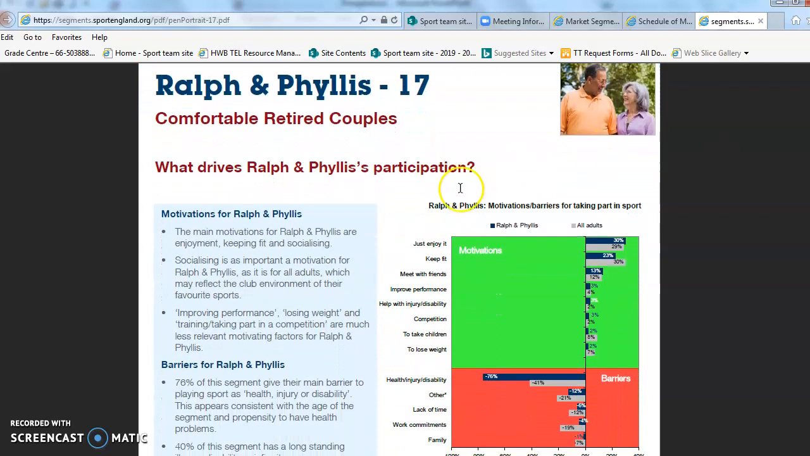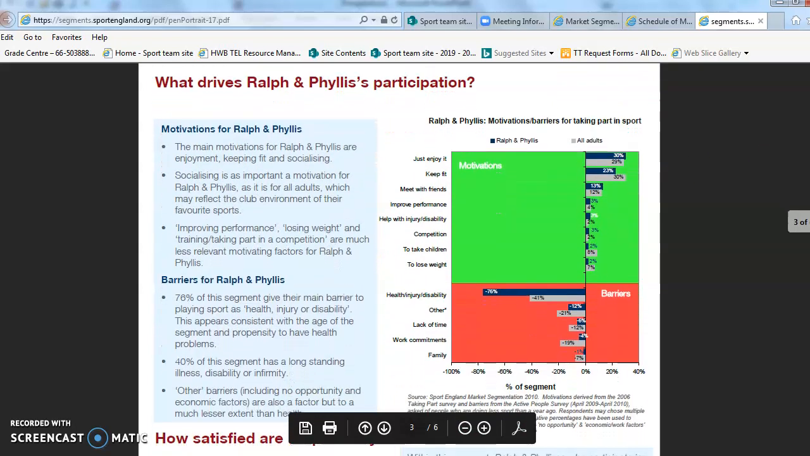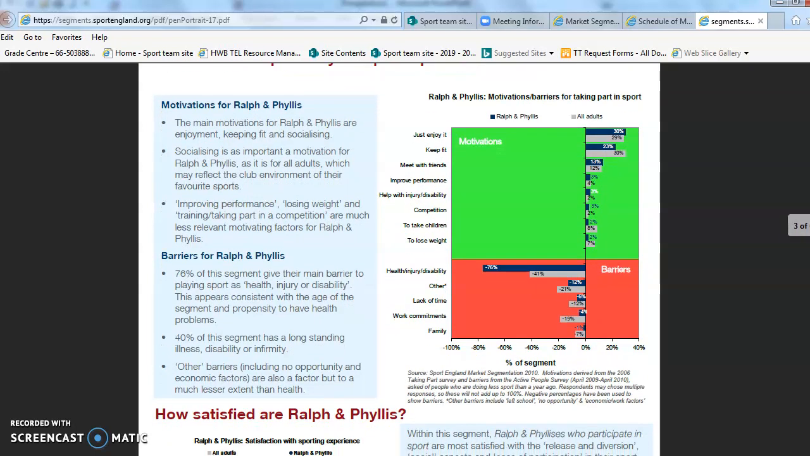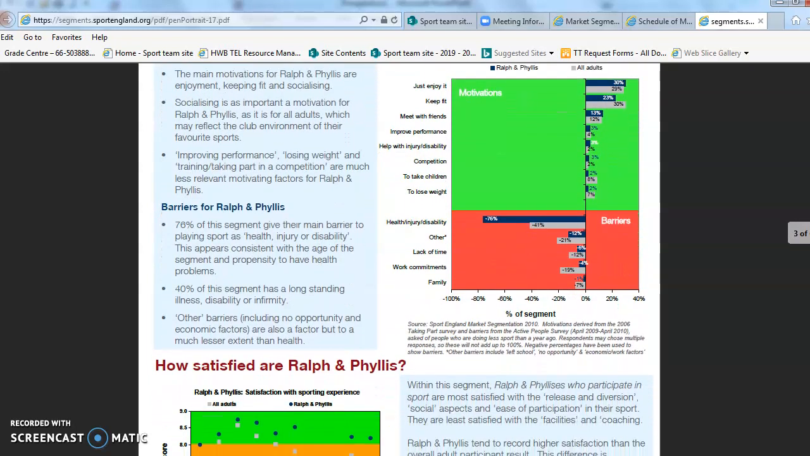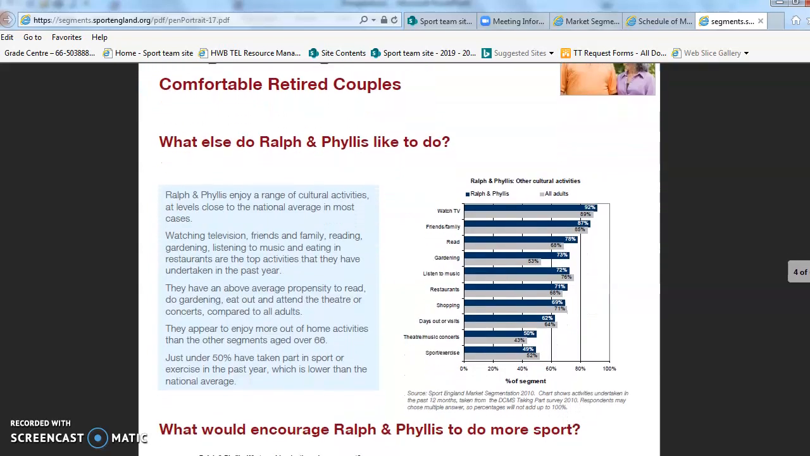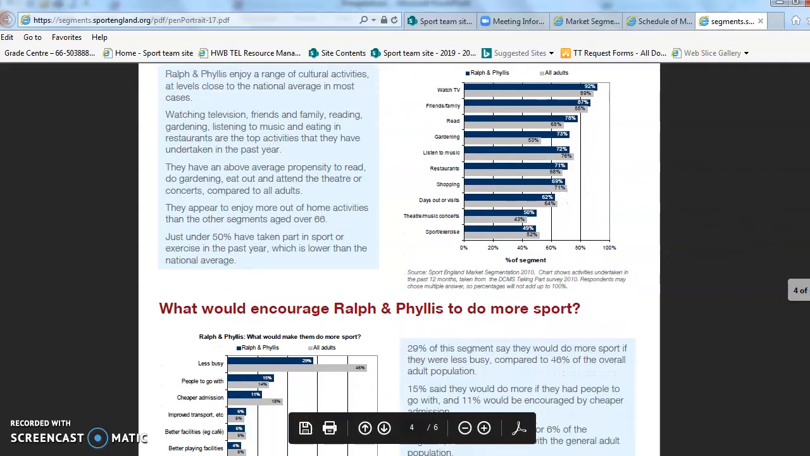It tells you here about all to do with participation, so the motivation. That tells you about the barriers. Some of this we've gone through quite a lot within teaching. Again, if you can link this with additional references and academic literature, then you're going to be getting higher marks. It gives you some information about what else they like to do. So watching TV, seeing friends and family. They like to go out. So they like to do things out of the home. So again, lots of data here that you can compare and bring into your assessment as well.